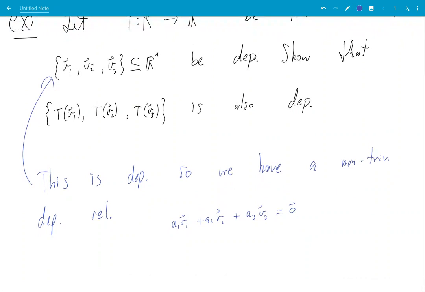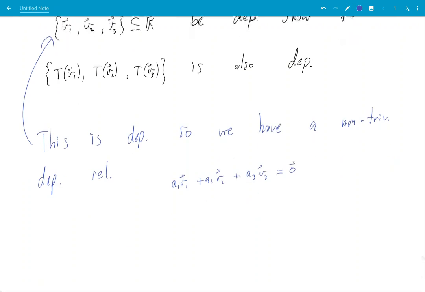So what's my goal? What am I shooting for? I want to prove that this set is dependent. So I want to find a dependence relation for these guys. So why don't I take this equation, which I have, and apply T to both sides. So therefore, T of the left-hand side, A1V1 plus A2V2 plus A3V3, is equal to T of the zero vector.